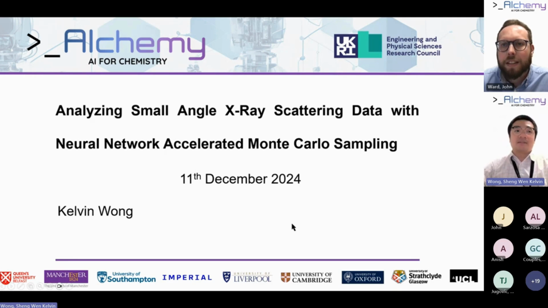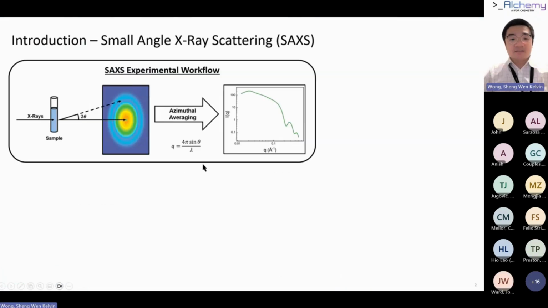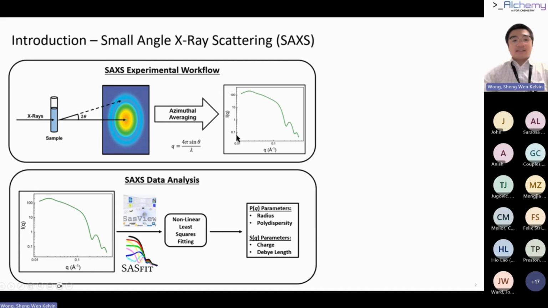So today I'll be presenting on the work that we have done on analyzing small angle X-ray scattering data with neural network enhanced Monte Carlo sampling. Just a brief introduction to the SAXS technique. Small angle X-ray scattering is a technique which gives information on structures at the micro and nano scale. We typically obtain these kinds of data by irradiating a sample with X-rays and then collecting a 2D scattering pattern on a detector, which we then radially average to get a 1D scattering profile, which can be used for further analysis.